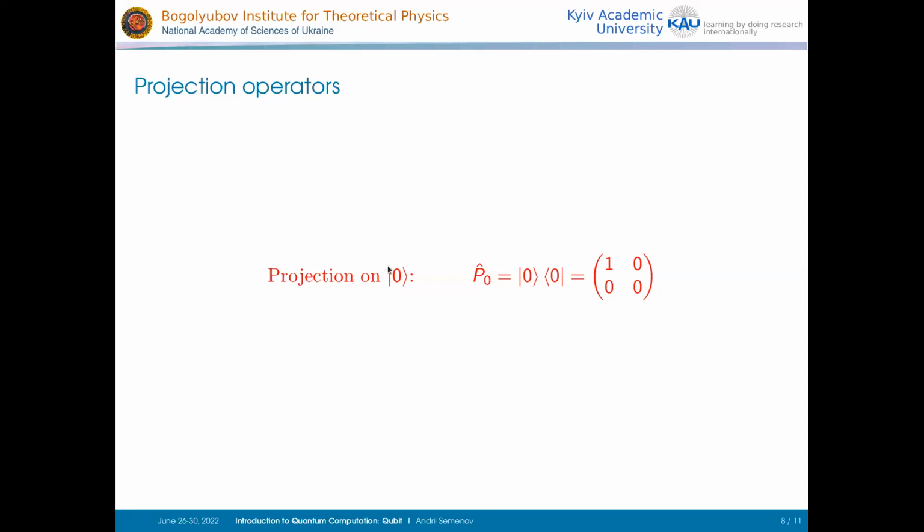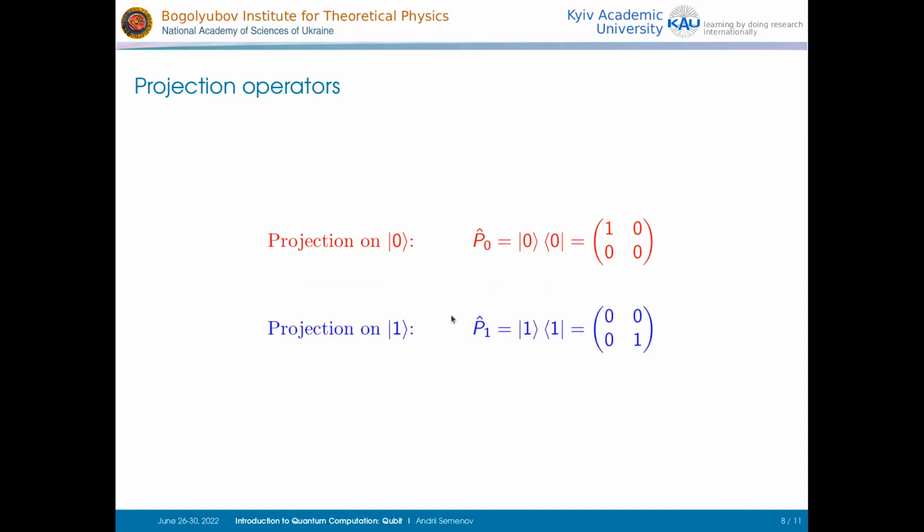Projection on zero. Such an operator, P0, is such a matrix. By acting on some vector, this takes only its first component, or in this notation, the 0 component. The projection of 1 on 1 looks like this operator. It is still almost all 0, but only here you have 1. So this is a projection like in geometry.